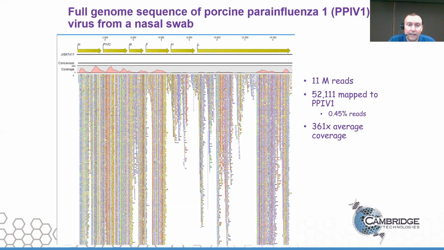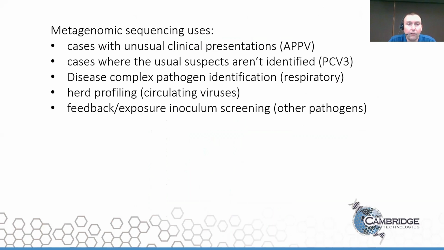So again, the power in the metagenomic sequencing is really in just the sheer amount of reads that we generate and the ability to non-specifically look for essentially all the different nucleic acids that are in a sample. So the rest of this talk, I'm going to go over some examples of how we've used metagenomic sequencing in the past. First, I'm going to talk about application of metagenomic sequencing for cases with unusual clinical presentation.